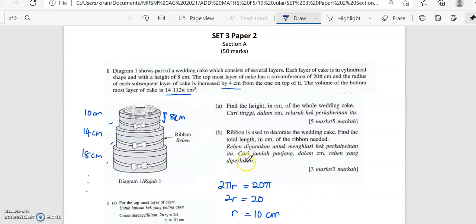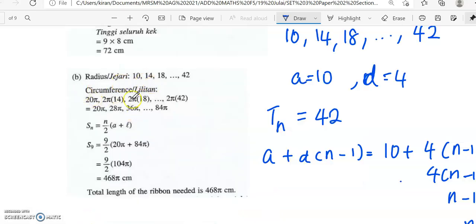Okay, we go to question b. A ribbon is used to decorate the wedding cake. Find the total length of the ribbon needed. So maknanya kat sini kita kena calculate the total circumference. Okay, so kita akan create another new progression in terms of circumference. So we have the first, the top layer is 20 pi. That one is the top layer, and then second, and then third, and then the last one, which has the radius 42. Okay, so we just calculate S9.